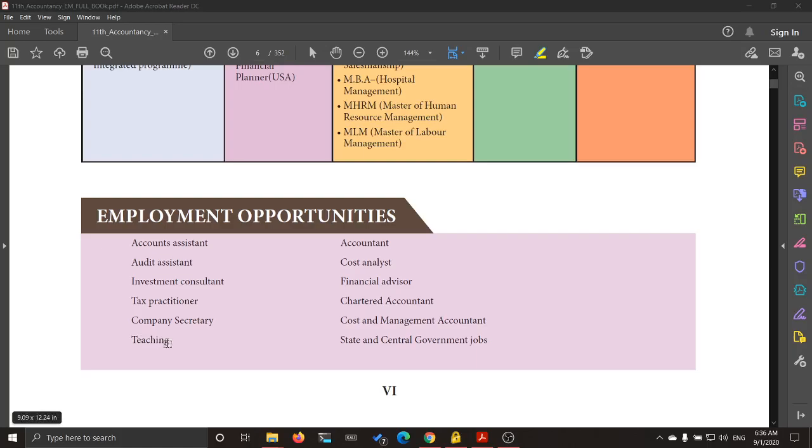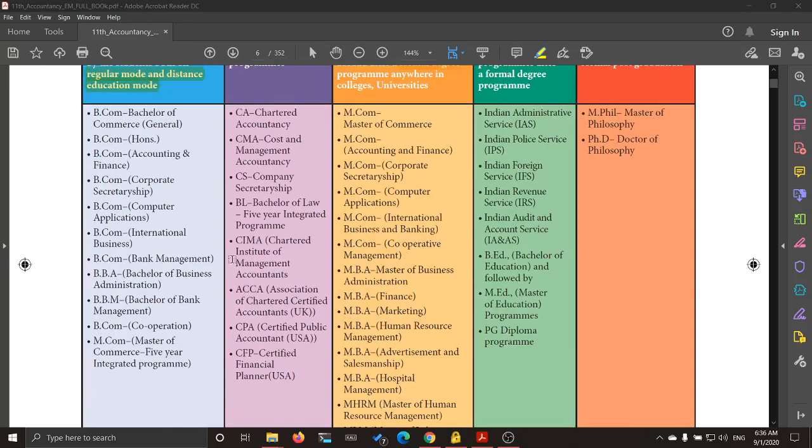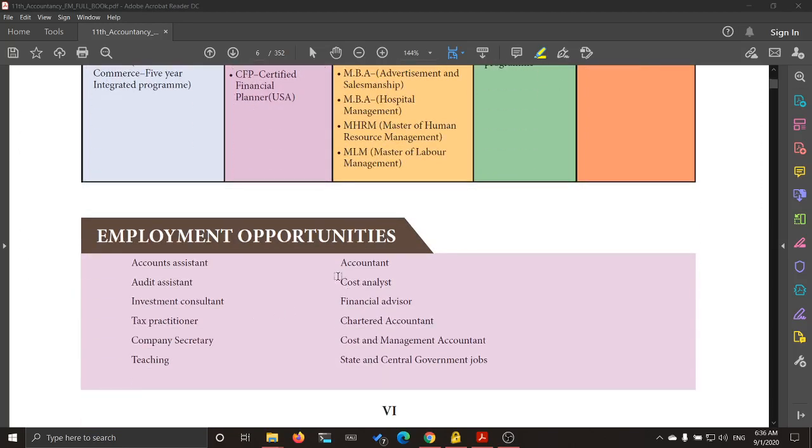Next you have the teaching line. Like me, for example, I completed my MCom, then I did my B.Ed, and I'm here in the teaching line. Then accountant. You have cost analysis. This also is after completing your CIMA, Chartered Institute of Management Accountants. You complete this, or Cost and Management Accountant of America, that program you finish, you can become a cost analyst. What is the work of a cost analyst? You have to give them in detail what will be the cost of producing a product.